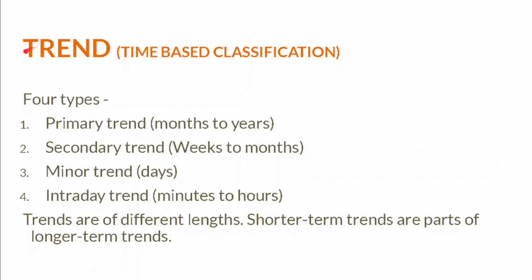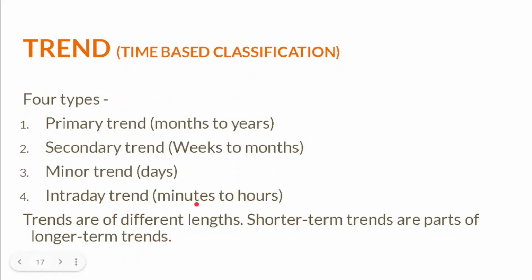Now let's talk about trend time based classification. Before we did trend direction based classification, now we are doing trend time based classification, right? There are four kinds of trends in terms of time based classification. The first trend is primary trend, the second is secondary trend, the third is minor trend, and the fourth is intraday trend. Trends can be of different lengths, and shorter term trends are parts of longer term trends. So I'll try to explain all these kinds of trends.